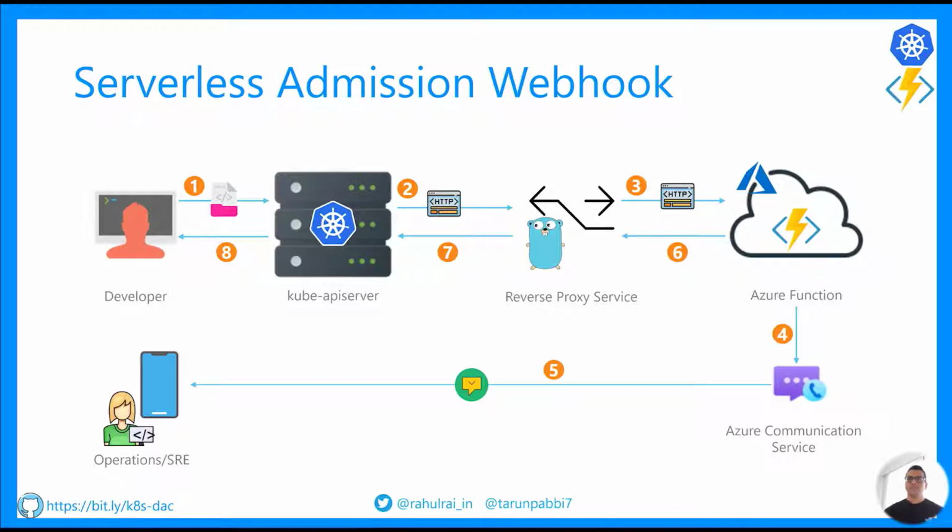During the processing of the request, Azure Function also uses the newly launched Azure Communication Service to communicate the response to a phone belonging to operations or SRE via a text message.